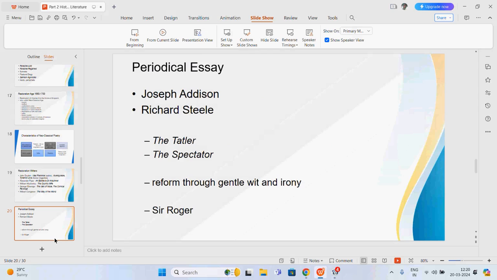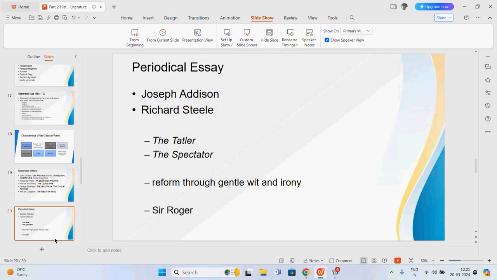As we move further, we come to the periodical essay. This is the period where we have two major writers, Joseph Addison and Richard Steele. We also have the introduction of periodicals. These are newspapers or magazines that were printed, and we have more and more people getting into prose. There is a shift from poetry towards essay.